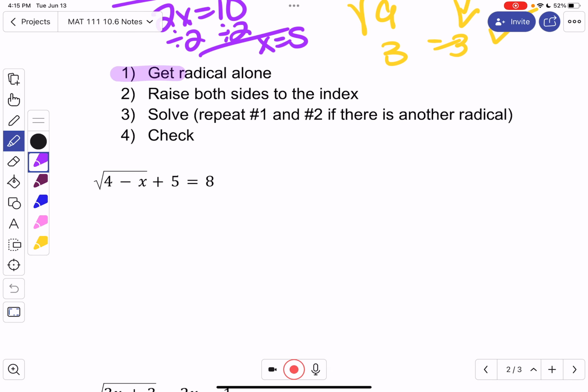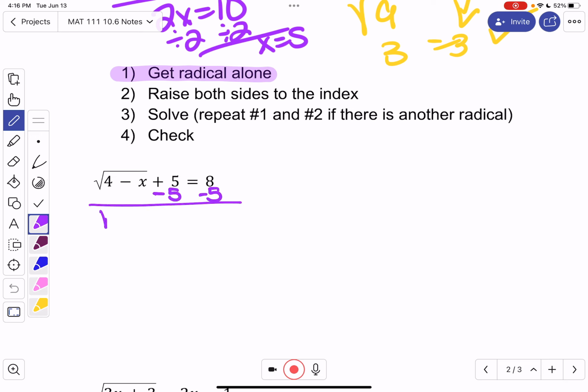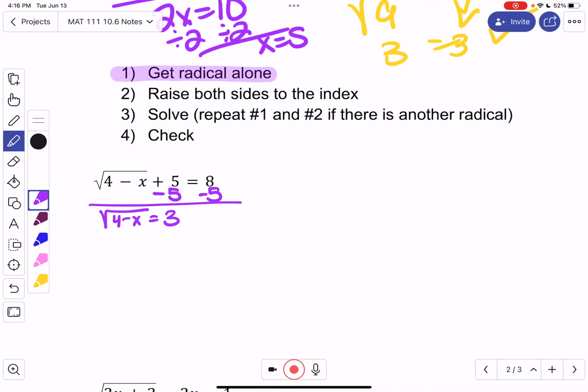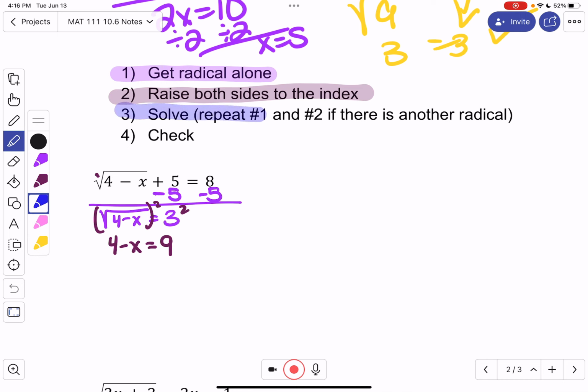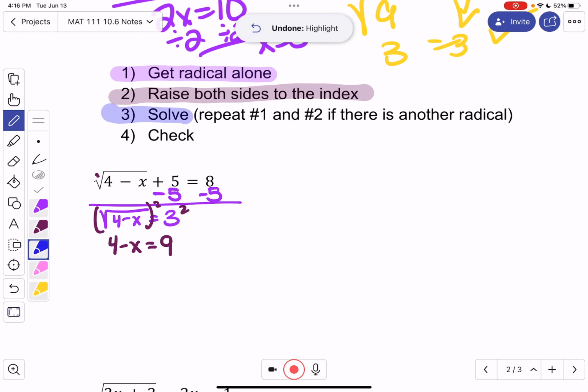So here are the steps for solving radical equations. First step is to get the radical alone. So if there's anything on the same side of the equal sign as the radical, we want to move it. That way, all that's left is our radical. Then we want to raise both sides to the index. That's how we get rid of it. So if it's a square root, we want to square both sides. On the radical side, it's going to cancel. And then 3 squared is 9.